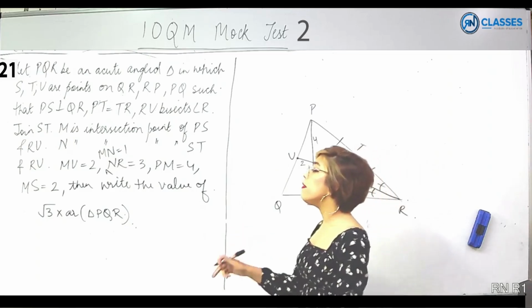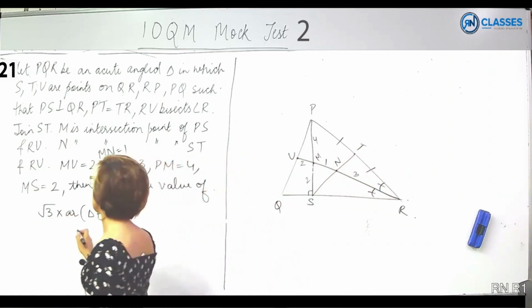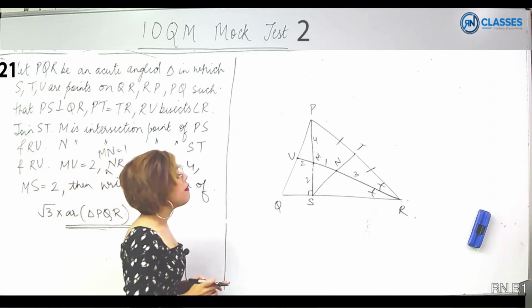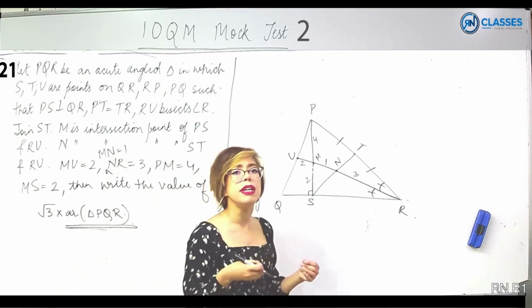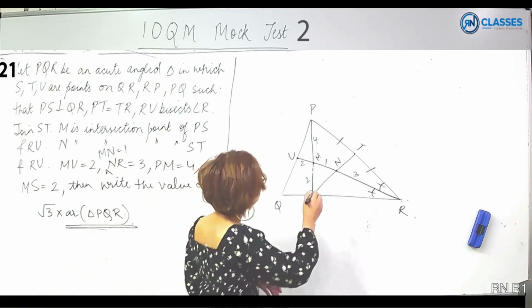Now, he says write the value of root 3 into area of triangle PQR. So, in short, I am interested in the area of the triangle, right? Now, first of all, if I am interested in the area, let me just see what kind of a triangle it is, right? Okay, so let's just look at that.